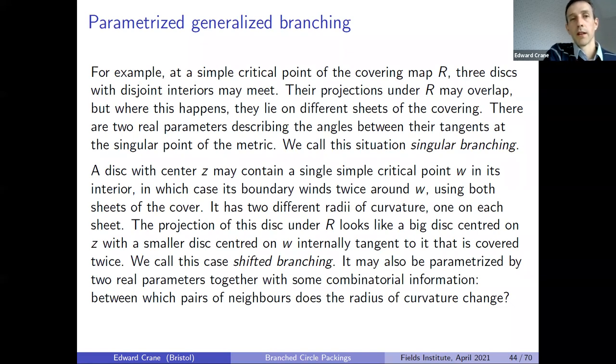branching. So one thing that can happen is that several disks meet at one of the singular points, so more than two disks, and we call that a singular branching. And another thing that can happen is that you have a disk which is not centered at one of the singular points, but its radius is bigger than the distance to the nearest singular point. So if you follow around the boundary of that disk, it will switch from one sheet to another. And when it's on one sheet, it's going to go in a circle centered on the singular point. And on the other sheet, it will go in a circle centered on the center of the disk.